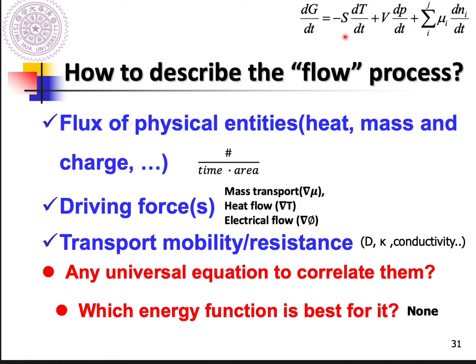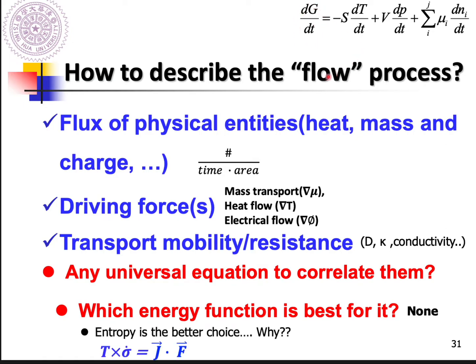Because you need to sum up these 3 terms, it's very difficult for us to know whether dG over dt is positive or negative. After you sum up each term, otherwise it's difficult to determine whether this term is positive or negative.